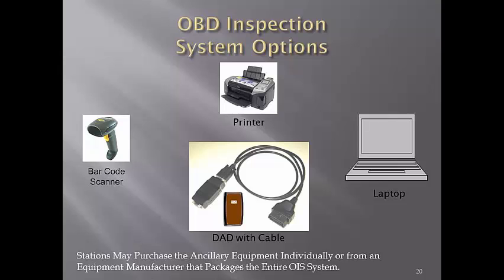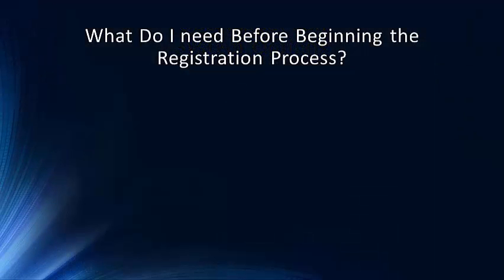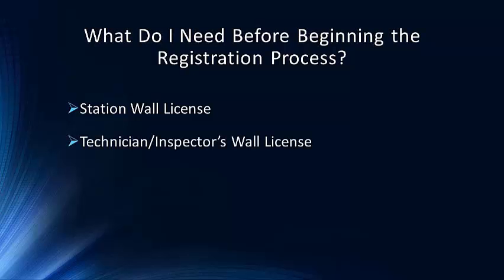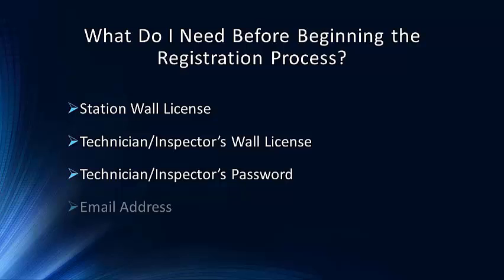Regardless of the vendor or system you've chosen, you need some documentation available before you attempt to register your station. This documentation includes the following: the station's wall license, the technician or inspector's wall license, the technician or inspector's password, and keep in mind that the inspector or technician must be present if you're using their password, since this password should not be given to anyone.